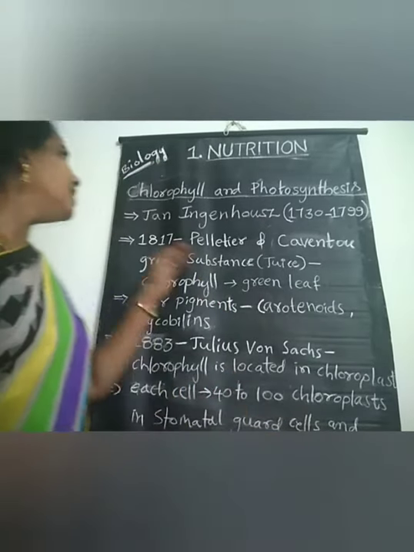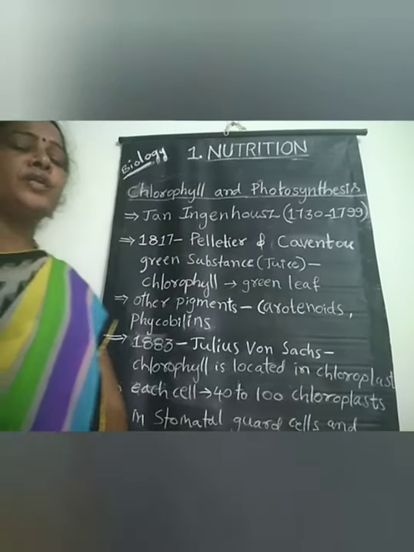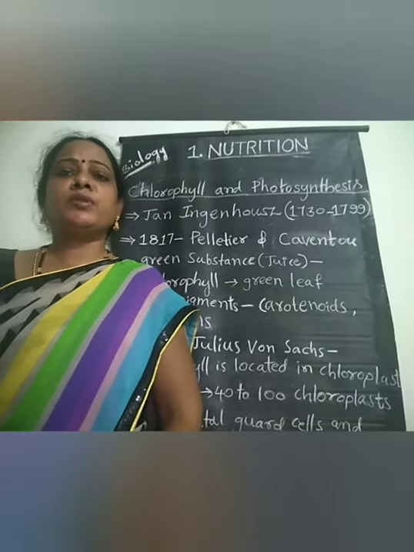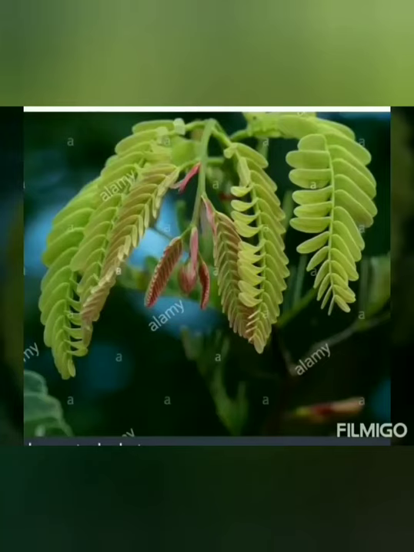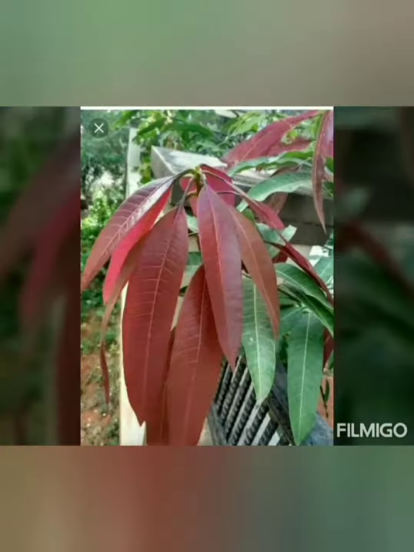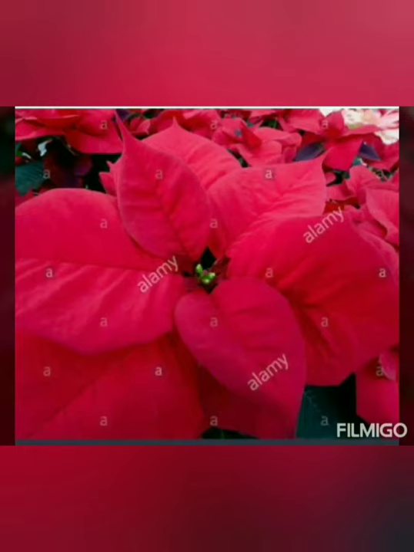Children, we are going to learn about chlorophyll and photosynthesis. John Ingenhousz wanted to find out more information about photosynthesis, and he conducted several experiments. Several questions were raised in his mind, such as: does photosynthesis occur only in green leaves?